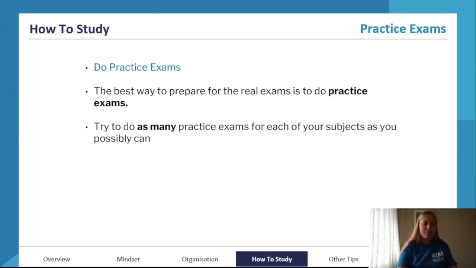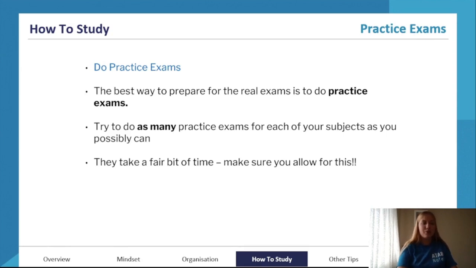Instead of asking questions like, what's the minimum amount of exams I should do for a subject? Try to do as many practice exams for each of your subjects as you possibly can. If you would like a high study score, you should do as many practice exams as possible in the lead up to the exam as part of your preparation. And they take a fair bit of time. So make sure you allow for this.